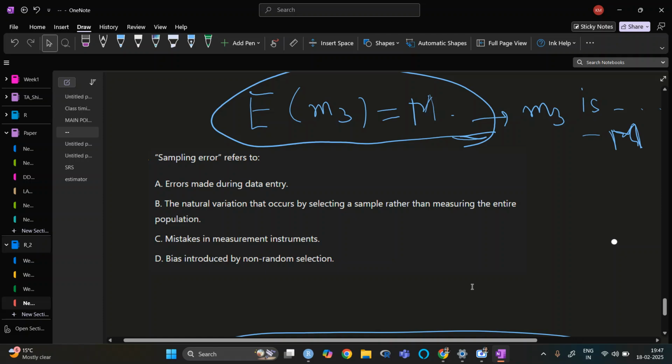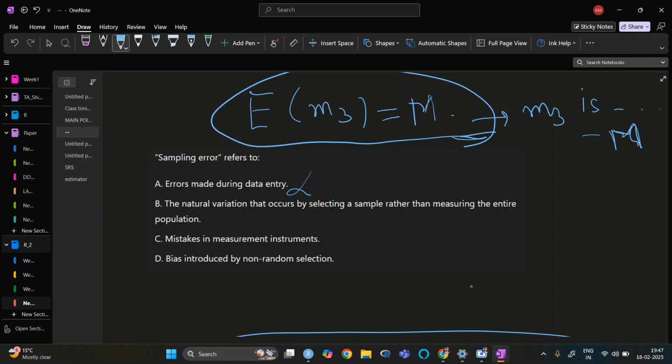Okay, so this is not true. The mistakes in measurement, not true, and biasness we will see. The next one will be true: the natural variation that occurs by selecting a sample rather than measuring the entire population. So this is basically the sampling error, because if I go through the entire population, the work is very high. It will give me the exact value, but working on that will be too much and it may cost too much. So that's why we take samples, and that is why there is some error with respect to the population mean.